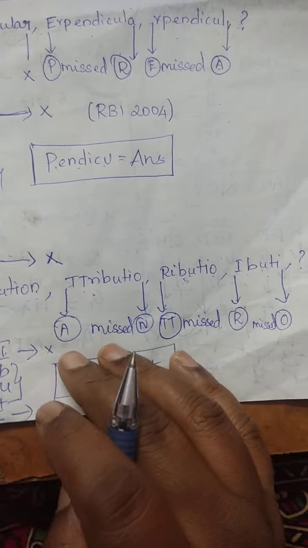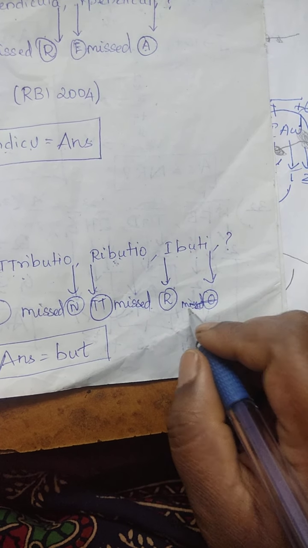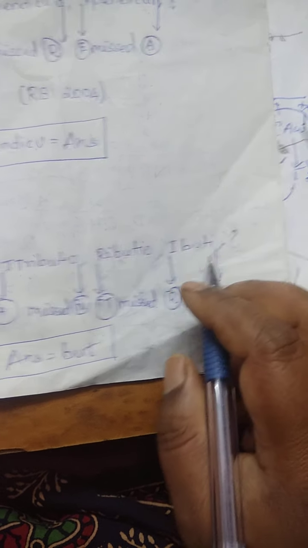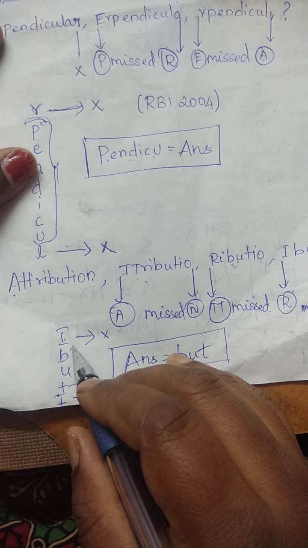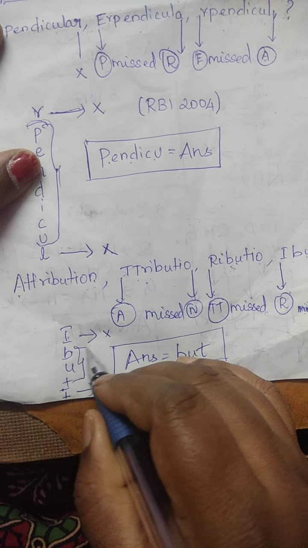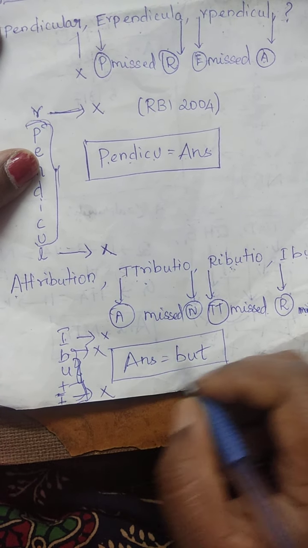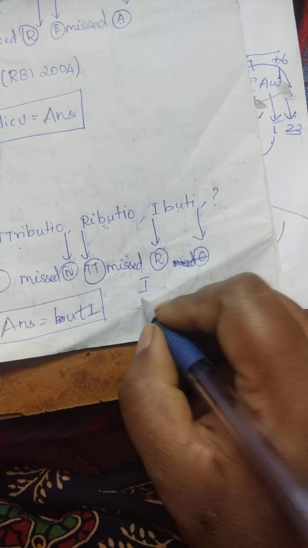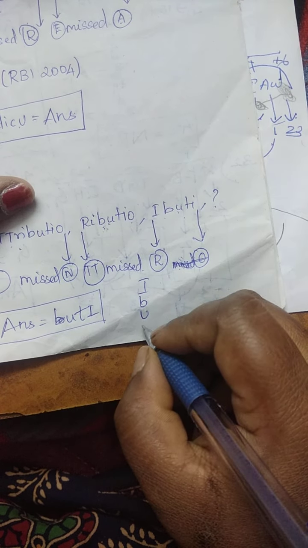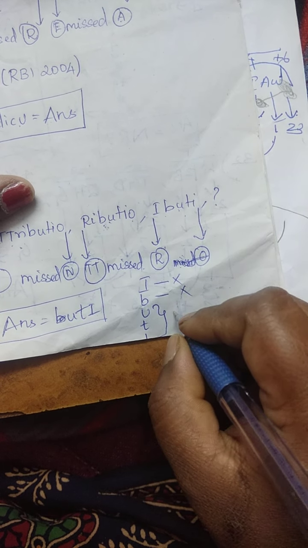Sorry guys, there is a mistake in this. Here R and O are missed. We have to take away the first two terms, not the repeated terms. I and B should be taken away and the answer should be UTI. Answer should be UTI. See here I am explaining I B U T I. We have to take away the first two terms and the last three terms would be the answer. That means UTI is the answer.